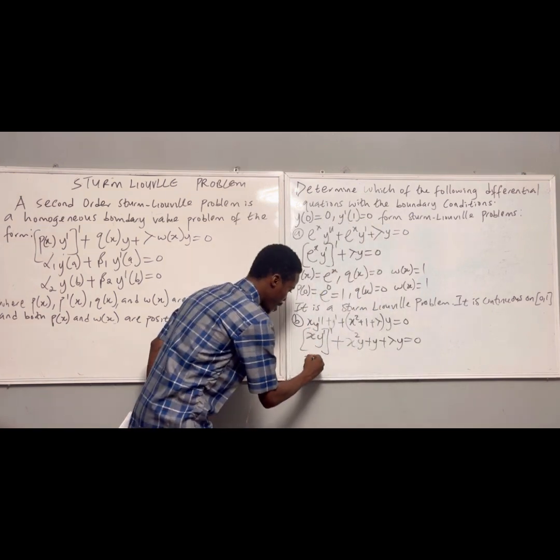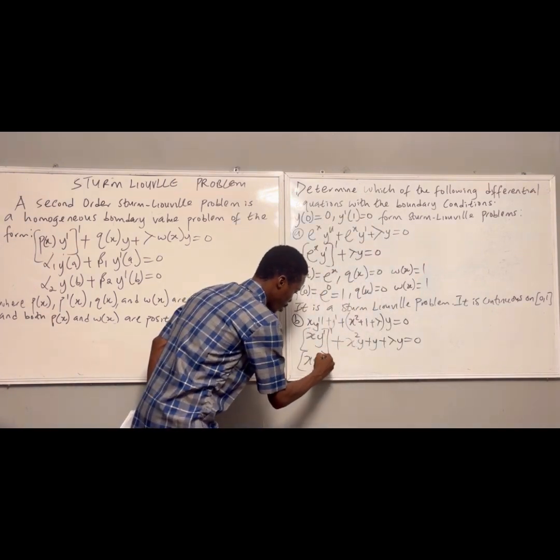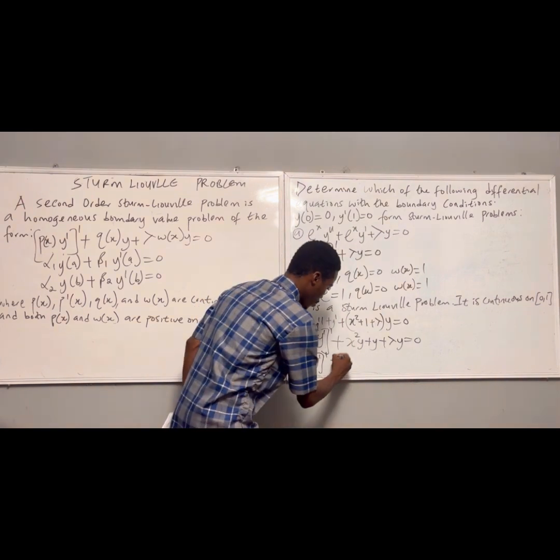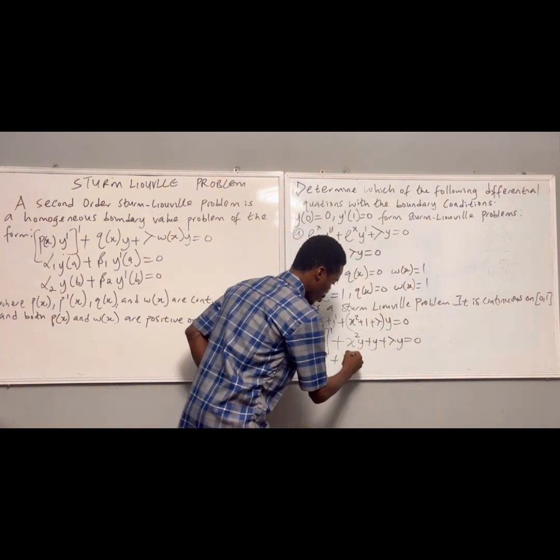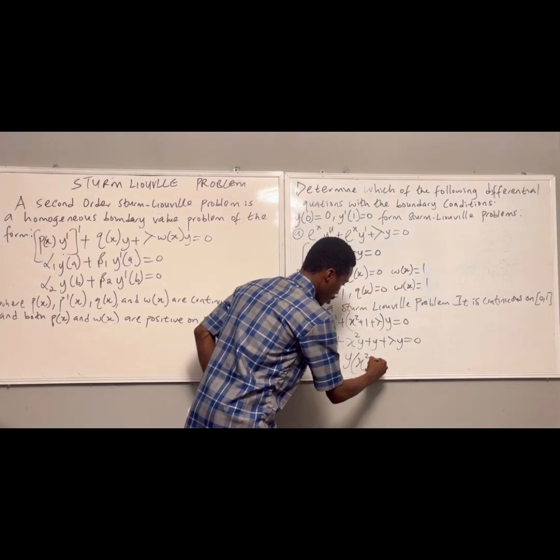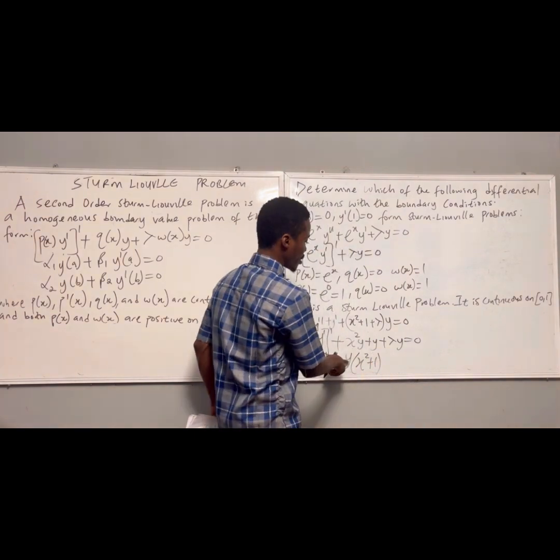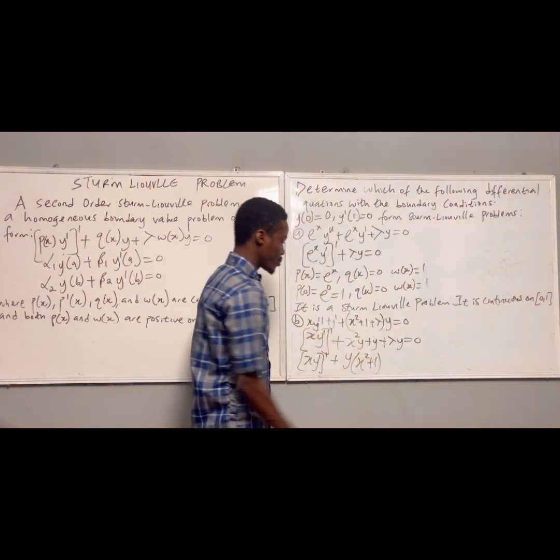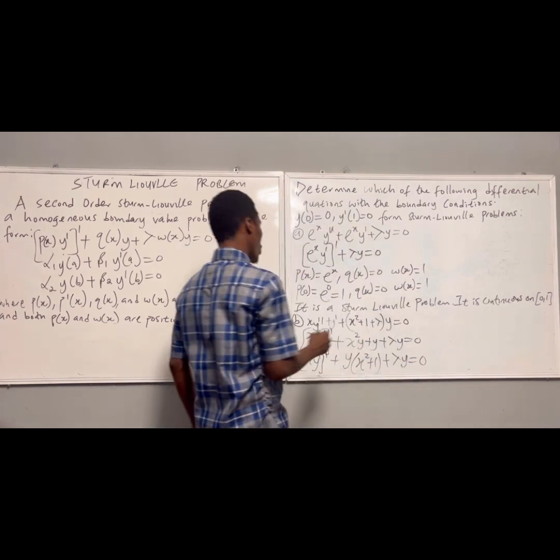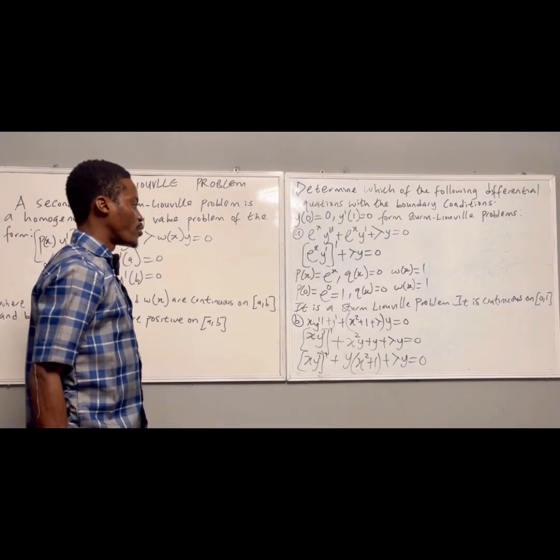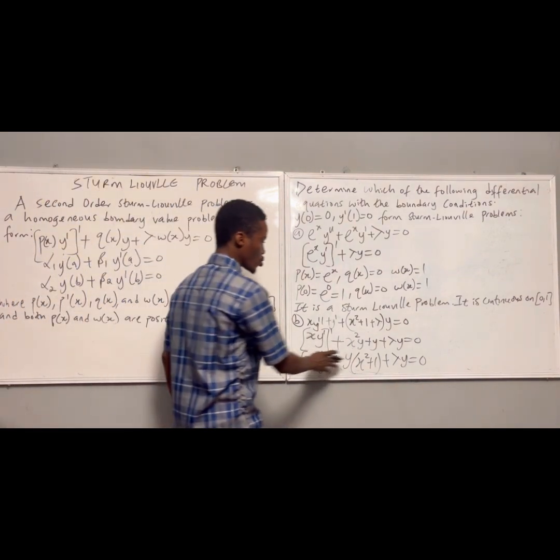So for me, I can have s y double prime plus s squared y, y is common between them. Y times (s squared plus 1). If I multiply y by this, I'm going to have this. Then plus lambda y is equal to 0. So is this a Sturm-Liouville problem? You can see that it forms a Sturm-Liouville problem.